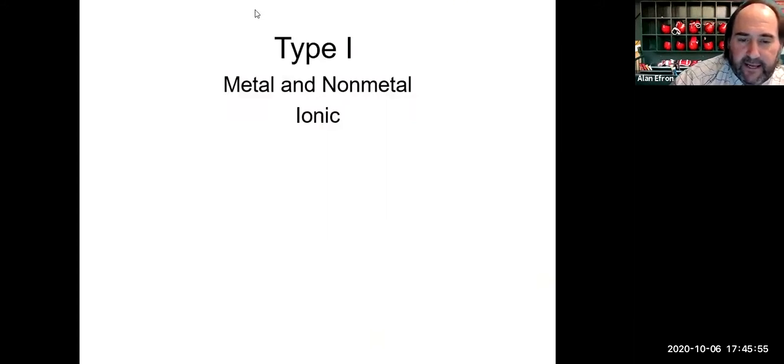So let's talk about the first type of compound that we're going to name, and they're sometimes referred to as type 1 compounds. A type 1 compound is an ionic compound, and it is between a metal and a nonmetal.